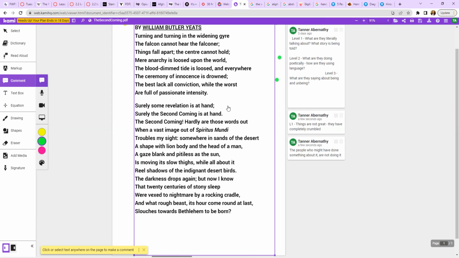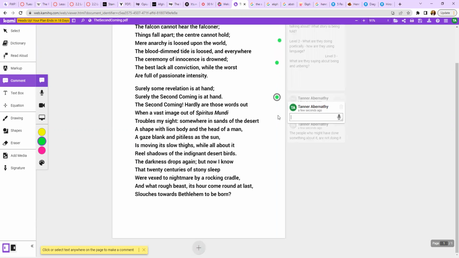Surely some revelation is at hand. Surely the second coming is at hand. Now we get this religious language. You might have recognized, just by the title of the poem, the second coming is typically a way to talk about the second coming of Christ, Revelation being the book in the Bible that details the end of the world. So it's definitely relying heavily on that religious language here.